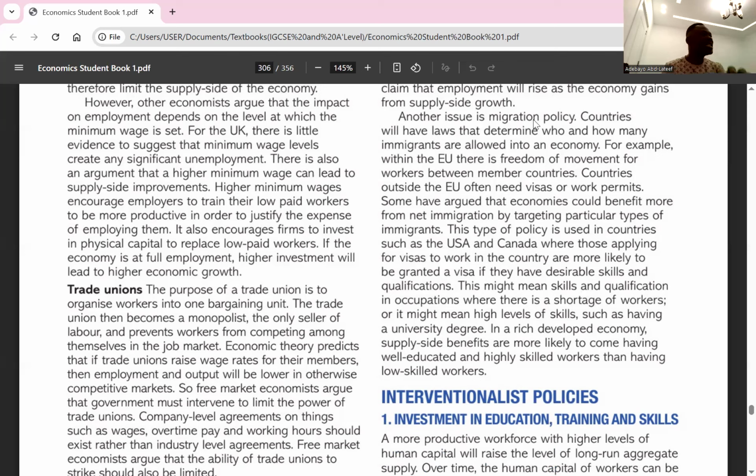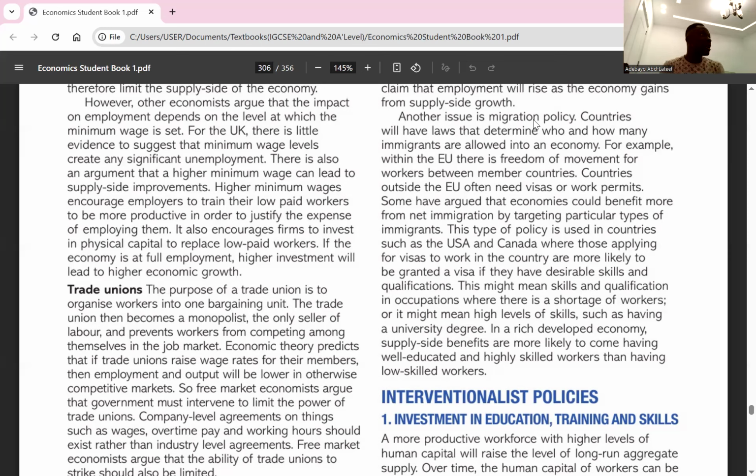So this might encourage firms to train them to justify that payment that they are paying them so that they become more functional. And if they become more functional, it increases productivity. So that's the other side of minimum wage. Minimum wage is expected to reduce the supply side of the economy because unemployment is going to rise. On the other hand, with minimum wage, firms might be motivated to train their workers to justify that payment.